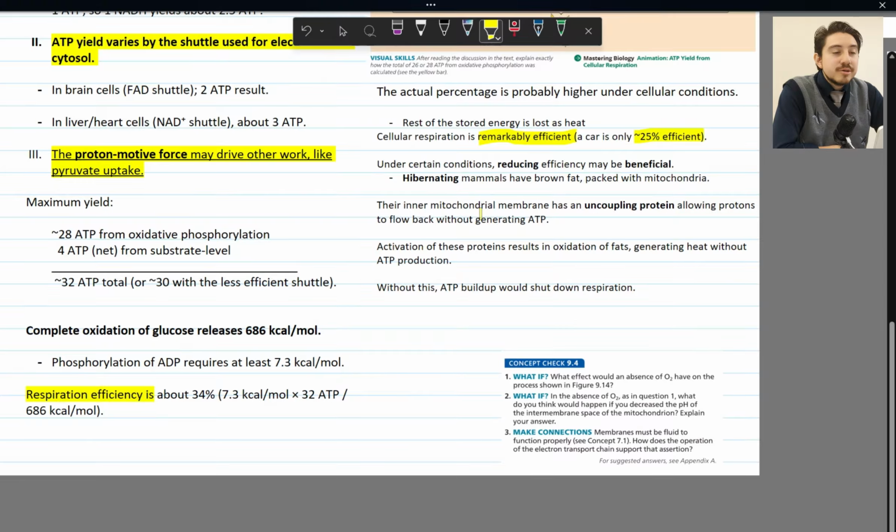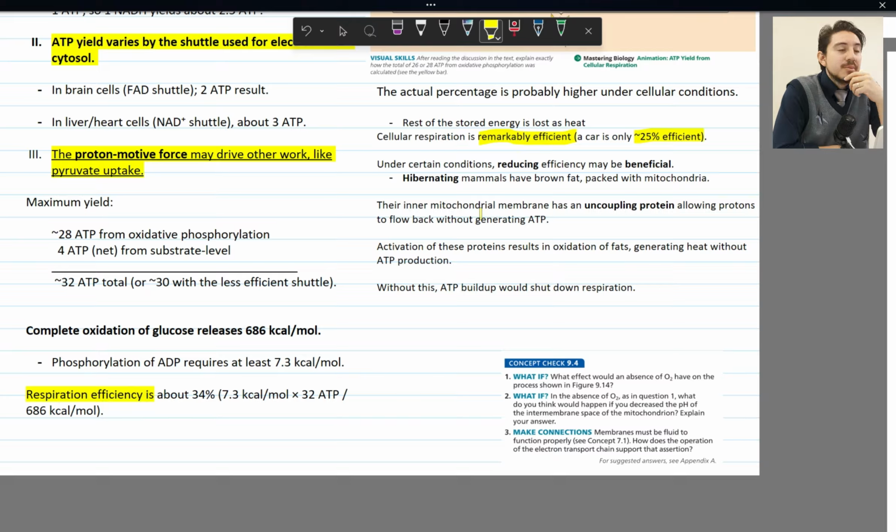Under certain conditions, reducing the efficiency could be beneficial, and you'll see this more in animal behavior. Hibernation, right? We know this is a time where organisms enter a low activity state. A low metabolic activity is occurring. Mammals have brown fat that is packed with mitochondria, and even in this particular condition, you're going to lower the amount of ATP being produced, just because you want to optimize it to the minimum possible, right?